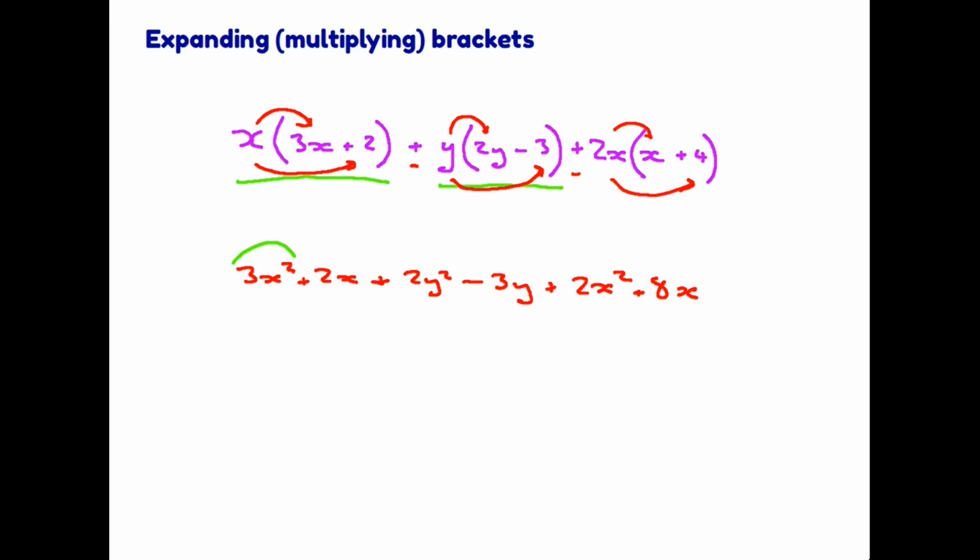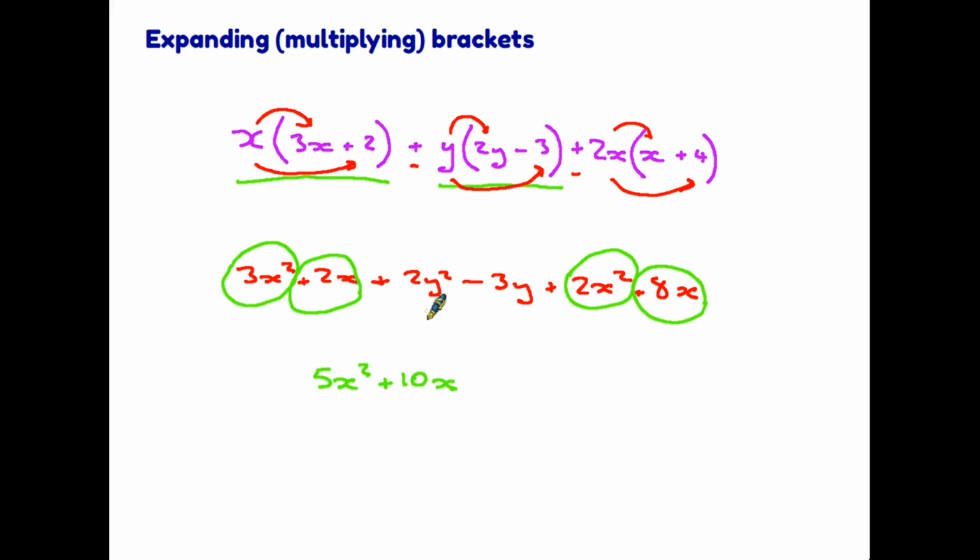So in this case there are 3x squared here, and there is a 2x squared there. They are identical, they are like terms, therefore we can add them together. 3x squared plus 2x squared is 5x squared. Looking further along, we also have a plus 2x here and a plus 8x here. So again, like terms, 2 plus 8 is 10, so we have 10x.